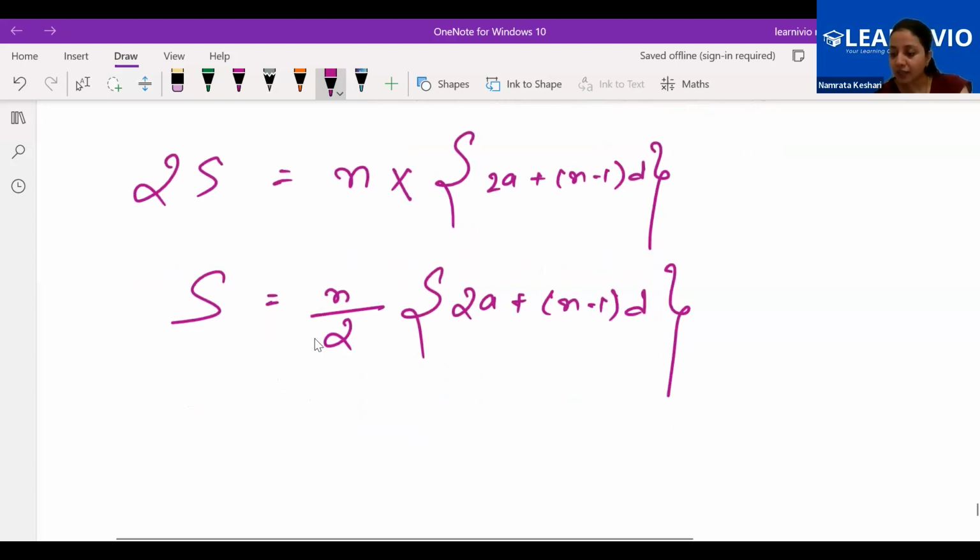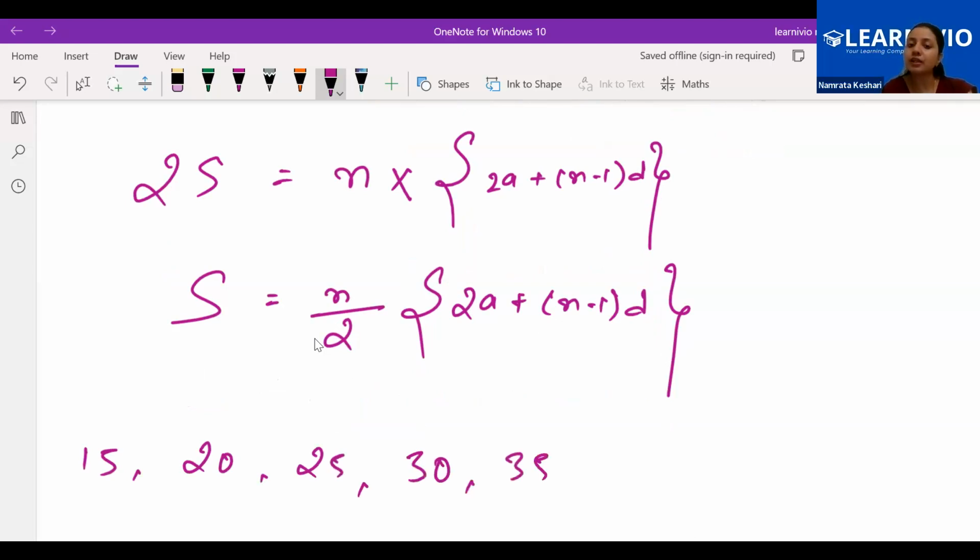Okay, if you have an AP, that is 15, then 20, then 25, then 30, then 35, then 40, then 45. If you have this type of AP and you have to find just the sum of all the terms I have written over here, then directly you can use the formula n by 2, 2a plus n minus 1 into d. We understand what is a, what is d, what is n.